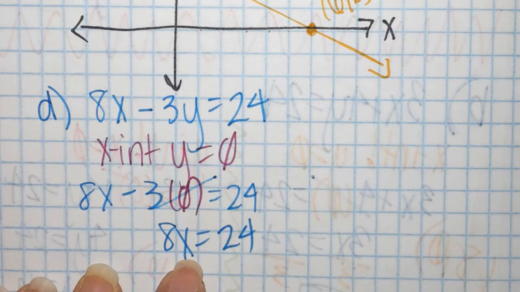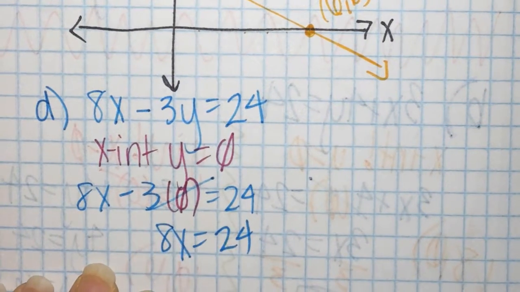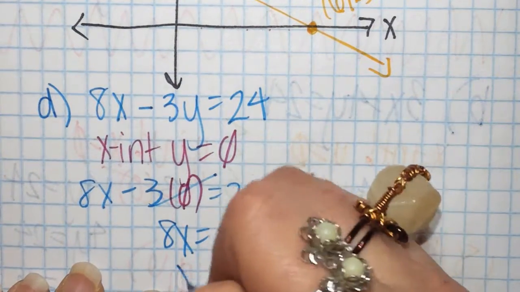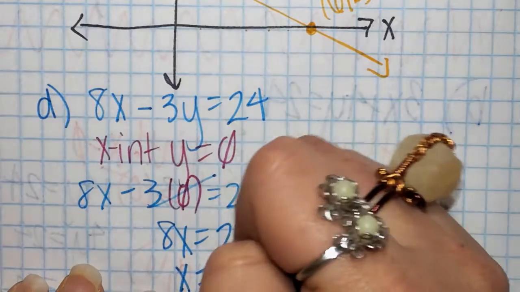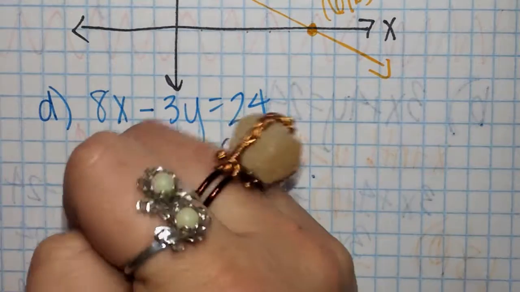Alright, so now we have 8x equals 24 because 3 times 0 is 0. We would divide both sides by 8, so what does x equal? 3. How do we write our coordinate? 3, 0.